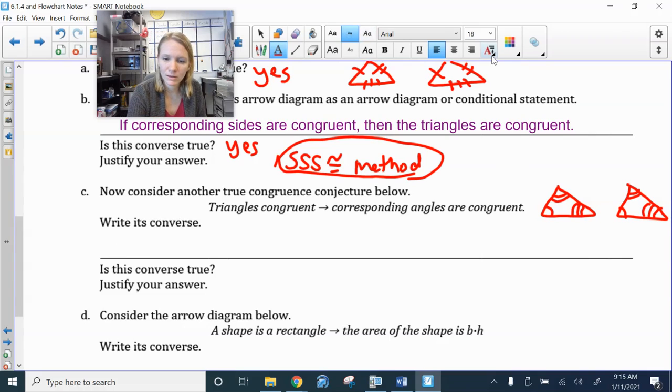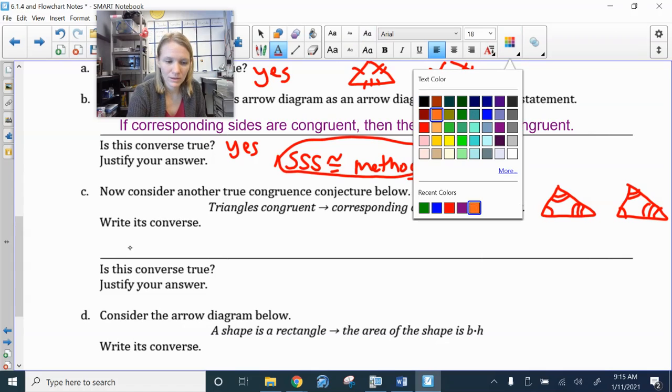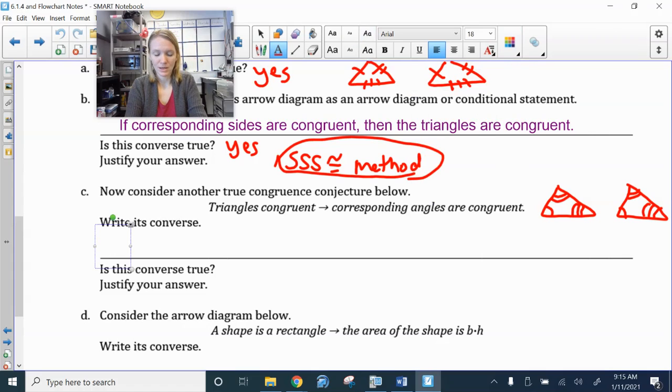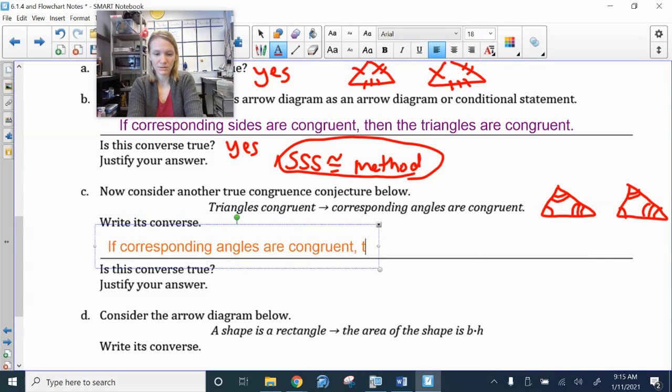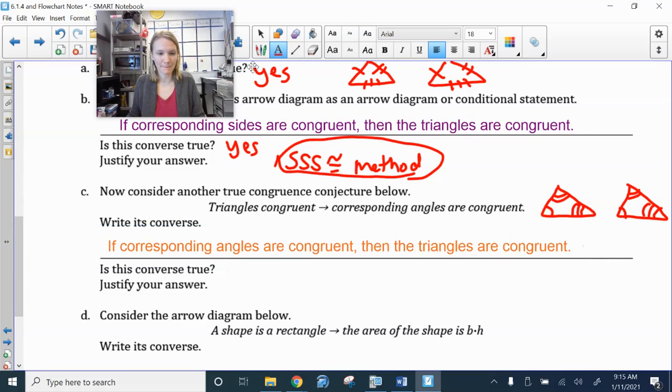Here we go. If corresponding angles are congruent, then... so again, we're just taking what's at the end and moving it towards the beginning. And we're taking what's at the beginning and moving it towards the end. Okay, so there's our statement now.